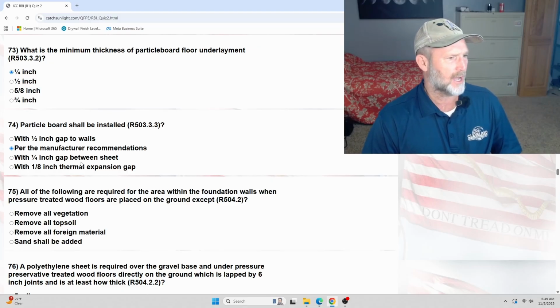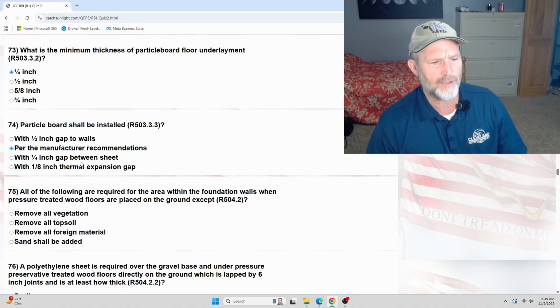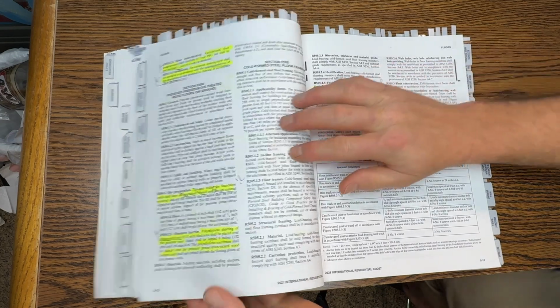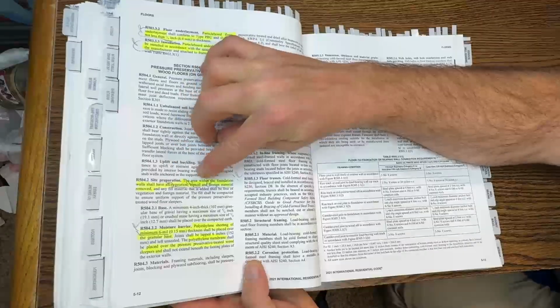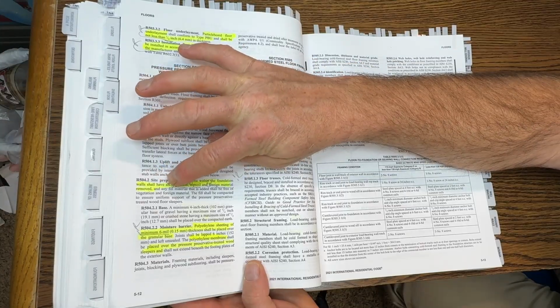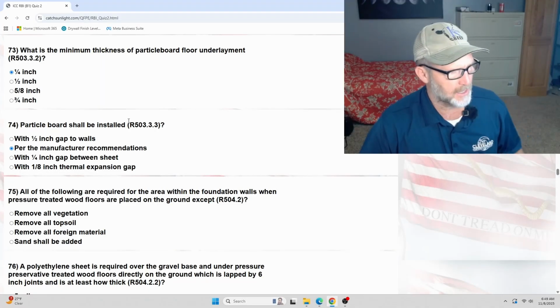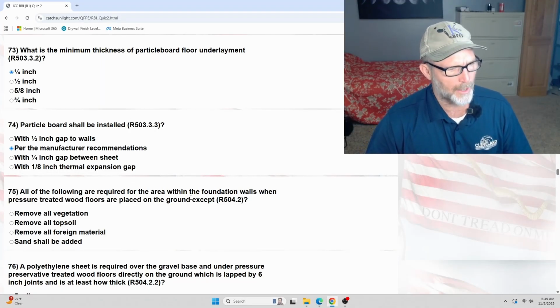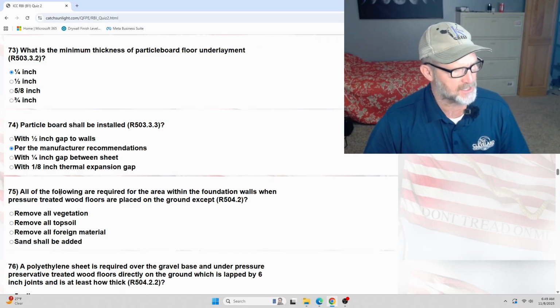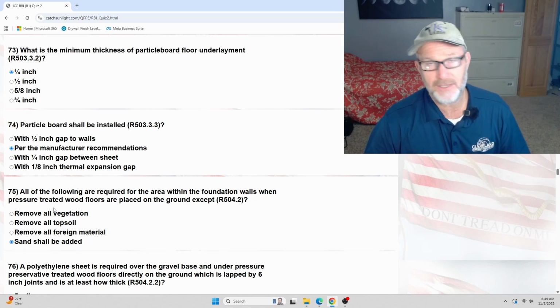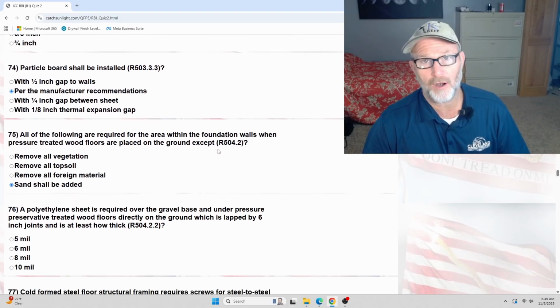All right, let's go to 75. All of the following are required for the area within the foundation walls when pressure-treated wood floors are placed on the ground, except, let's go to R504.2. R504.2 says the area within the foundation walls shall have all vegetation, topsoil, and foreign materials removed. So what this is asking is, all the following are required within the foundation walls, except what? Sand. So it says remove all vegetation, remove all topsoil, remove all foreign material. Sand is the only thing that's not in that list that we just read from R504.2.